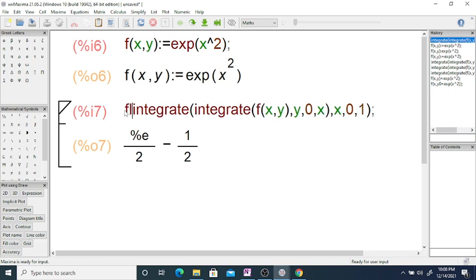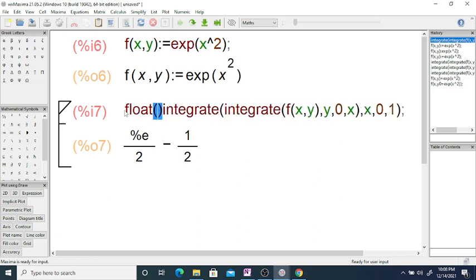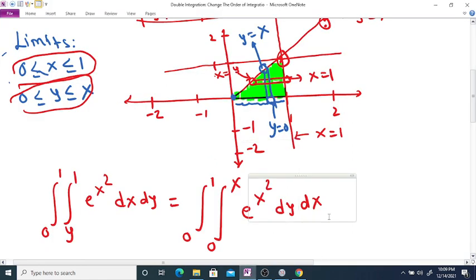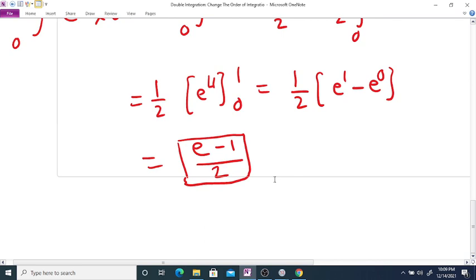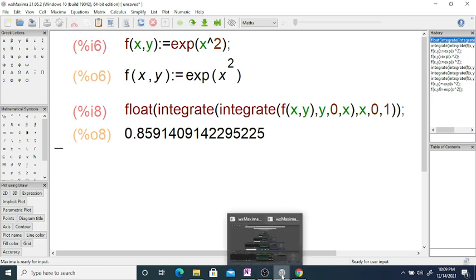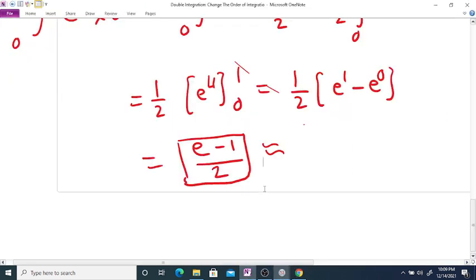You can also convert it into a real number by using the command float. So it is 0.8591. And here also, we know that the value of e is 2.71, so (2.71 minus 1) divided by 2, you will get the answer 0.8591. Thank you.